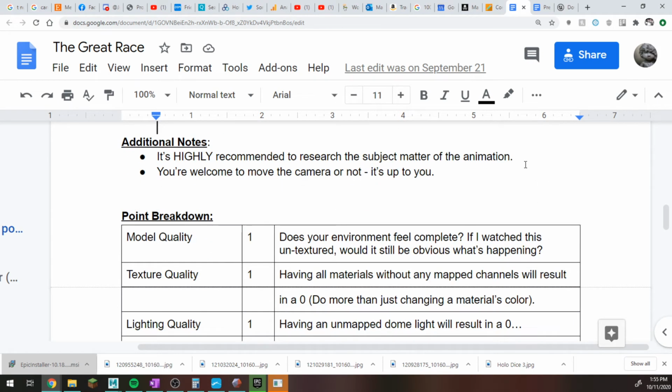More generic notes. I do highly recommend having reference for what you're doing, right? So if you're doing a car race, look up what car races look like. If you're doing a snail, look up how snails move. Weird tidbit, I have a lot of aquatic snails, so I know what snails move like. Anywho. No requirement for moving the camera. If you want to move it, go for it. If you don't have to.